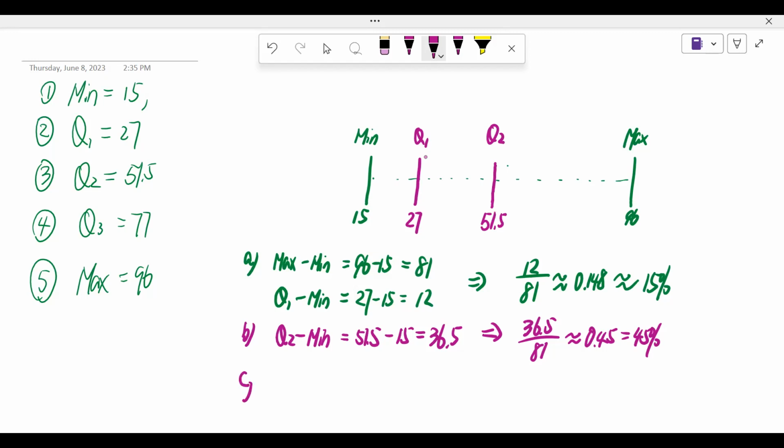Now let's find out location of the quartile 3. Similarly, compare the quartile 3 to minimum. And let's see, it's 77 minus 15, so that'll be 62. We're dividing 62 by 81. Let's see what that is. Let's get the decimal numbers, I mean the percentage here. 62/81. And that's about 77%. Okay, 76.5, so it's 77%. It's 0.765. So that's approximately 75%.